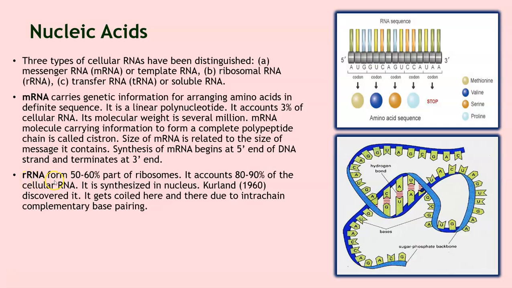Then we have the rRNA. You can see here how they are used for the synthesis of proteins. They have codons, which is a triplet code, and it codes for a specific amino acid. So these amino acids then come in sequence to form the polypeptide chain. rRNA forms 50 to 60% part of the ribosome. It accounts for 80 to 90% of the cellular RNA. It is synthesized in the nucleus. Colin in 1960 discovered it. It gets coiled here and there due to intrachain complementary base pairing. You can see this is your ribosomal RNA. In between, it shows a little bit of complementary base pairing.